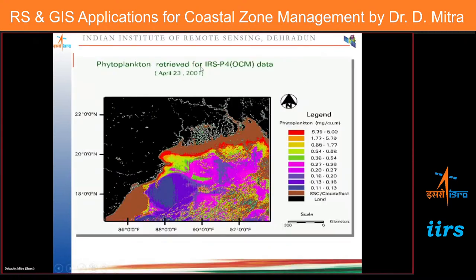And you can see that 23rd April 2001, this is the phytoplankton retrieved from the IIRS P4 data, and we can get the phytoplankton map. Now you can see the phytoplankton, basically in the coastal zone, phytoplankton is more. You can see the color bar. It is in mg per cubic meter. The phytoplankton concentration is more when you go from the coast towards the open ocean, chlorophyll concentration is decreasing.